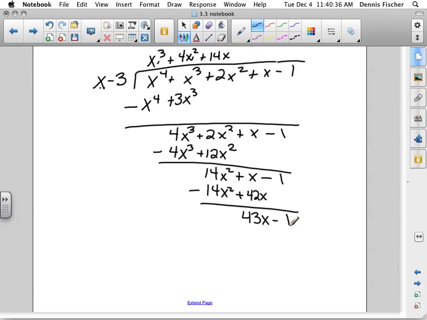43x minus 1. Correct? Did I do everything right? Yeah. What times x will give me 43x? 43. 43 times x is 43x. 43 times a negative 3 is a negative 129. Change the signs. So our remainder is 128 over x minus 3.